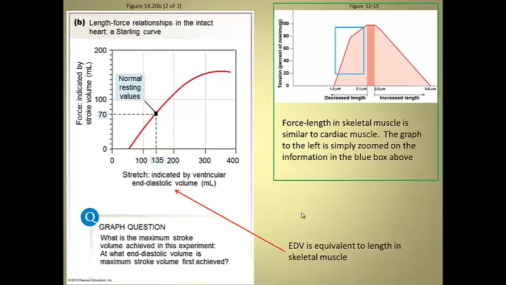And in terms of cardiac muscle, end diastolic volume is going to be equivalent to the length in skeletal muscle. So the more volume we put into the ventricle, the more it will stretch. It will lengthen the sarcomeres, much like that linear length changes in skeletal muscle.